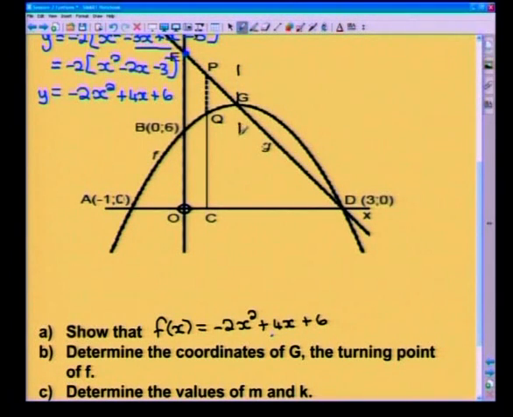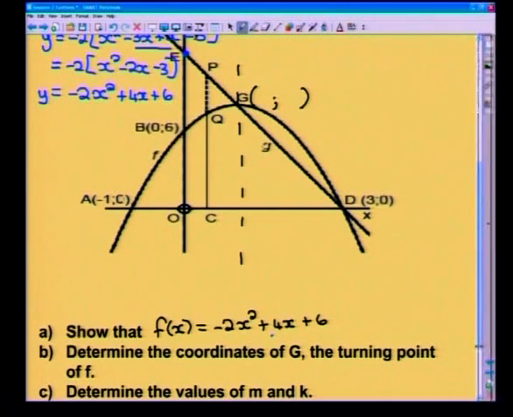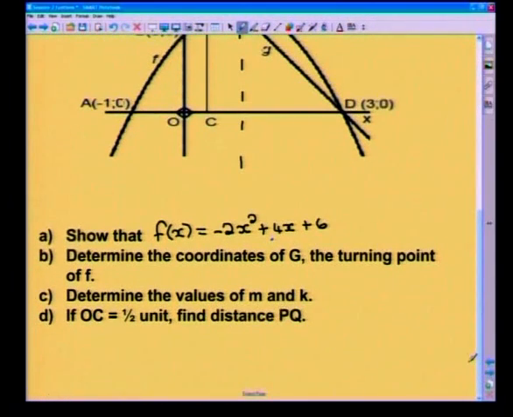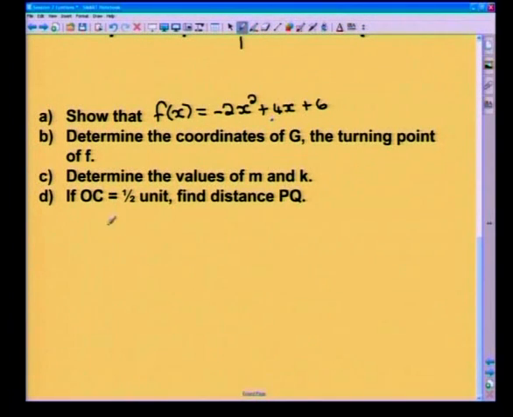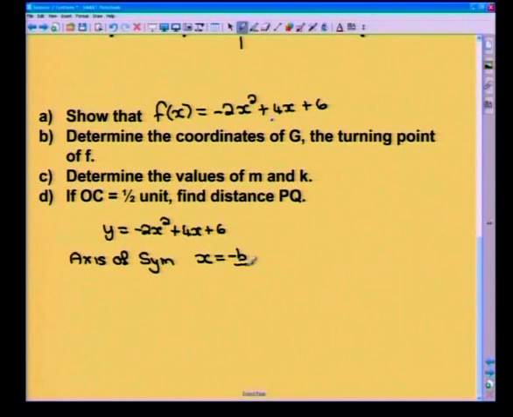Now, earlier on I mentioned that we could find the axis of symmetry of this graph, which is actually the x value of that turning point, by using the formula x equals minus b over 2a. So let's go down a little lower on the page and let's work with it. We've got the equation up there, so there's no problem. And we know that y is equal to minus 2x squared plus 4x plus 6. So now, for the axis of symmetry, we are going to use x equals minus b over 2a.